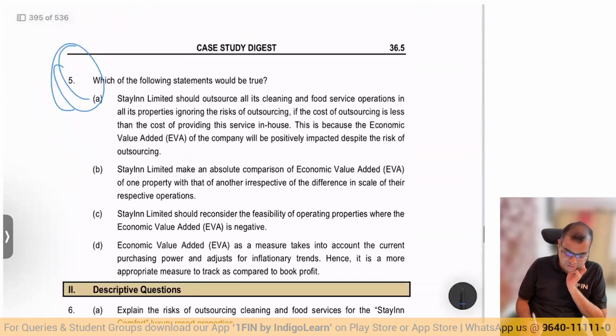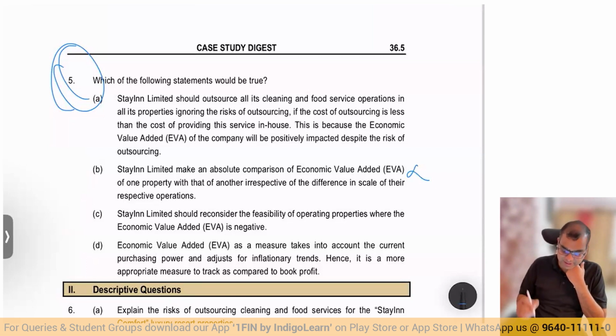Which of the following statements should be true? They should outsource cleaning and food service, ignoring the risks, if the cost is less than cost of providing in-house. This is because EVA of the company will be positively impacted despite the risk of outsourcing. They make an absolute comparison of EVA of one property with that of another, irrespective of difference in scale. How will you do this? This is wrong.